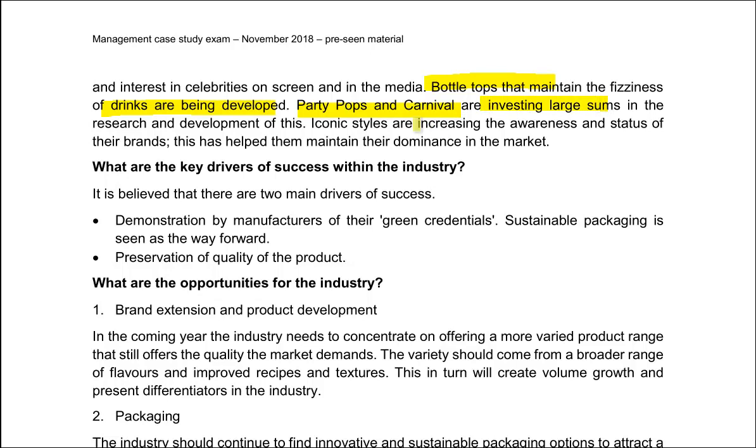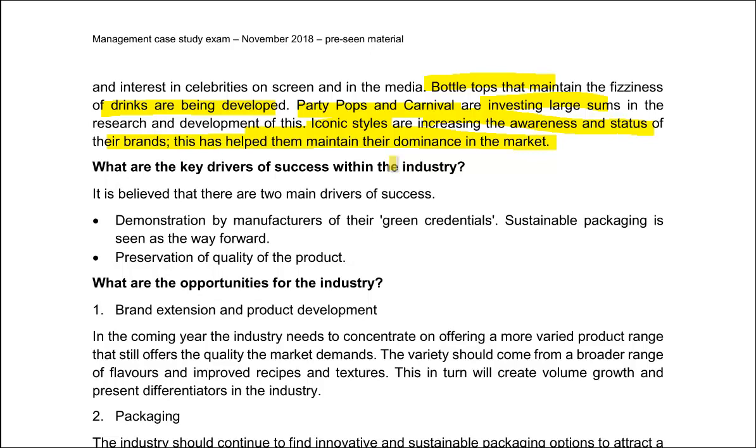They're investing large sums in R&D, and they have iconic styles that increase the awareness and status of their brands, which increases their dominance. So there's two things I want to point out here. We know that Grapple also is in a situation where the existing shareholders don't really want to continue with the business. They're happy to have the shares, but one wants to retire. The grandchildren want to not be a part of the company. Essentially, they've got their own careers, so they themselves could be sold or be acquired by Party Pops or Carnival.